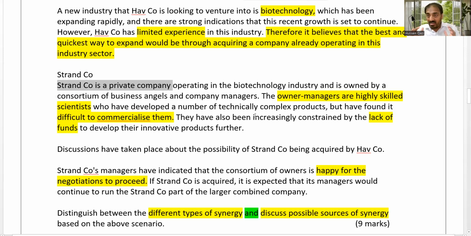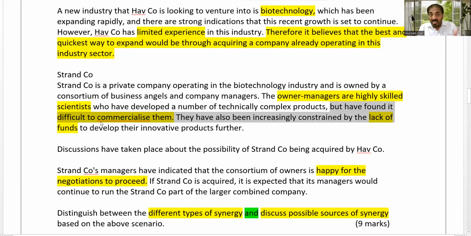In owner-managed companies, where the owners are highly skilled scientists, that is the main role for this particular type of business, which regularly requires research and development. So the skill as a scientist is very important for the business. They have developed a number of technical, complex products, but have found it difficult to commercialize them.